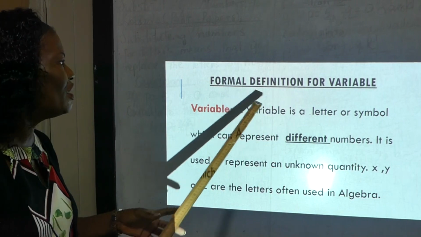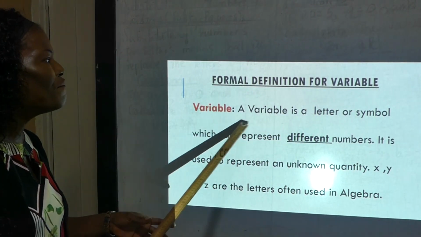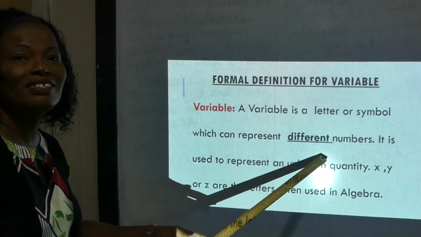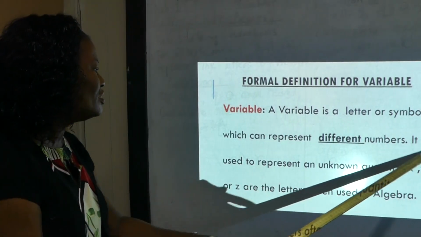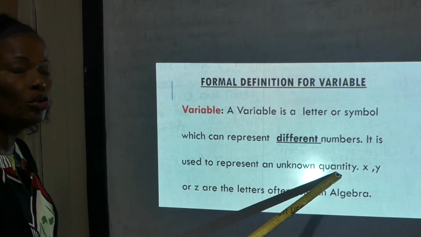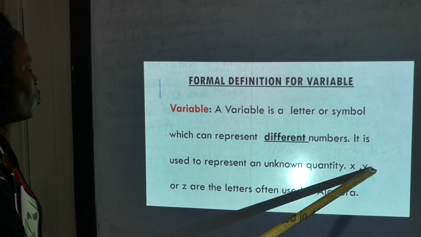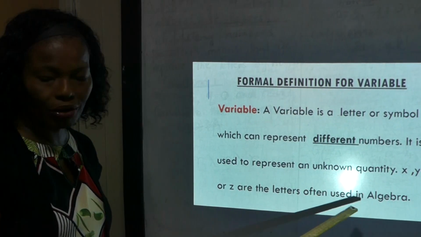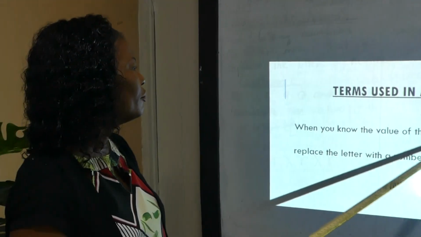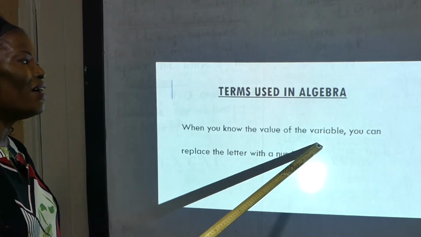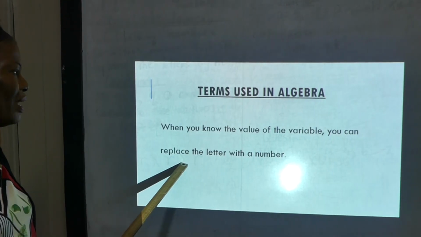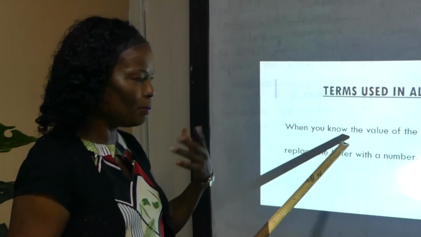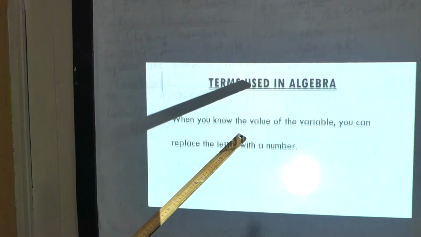And what's a formal definition of variable? A variable is a letter or symbol which can represent different numbers. It is used to represent an unknown quantity. X, Y, or Z are the letters that are often used in algebra. So when you know the value of a variable, you can replace the letter with a number. And that's coming up. You will understand more as we go along.